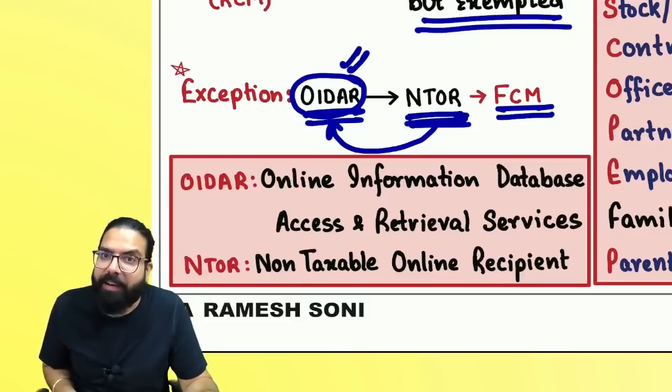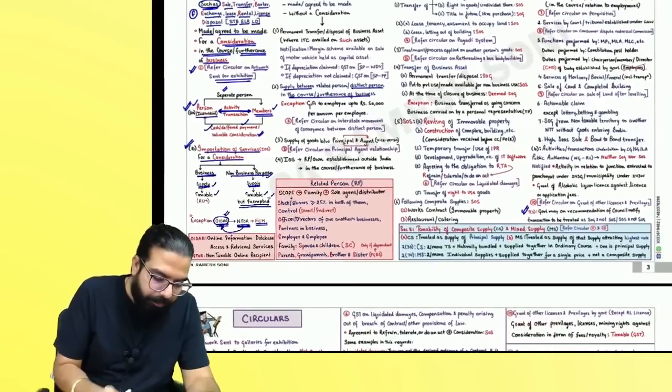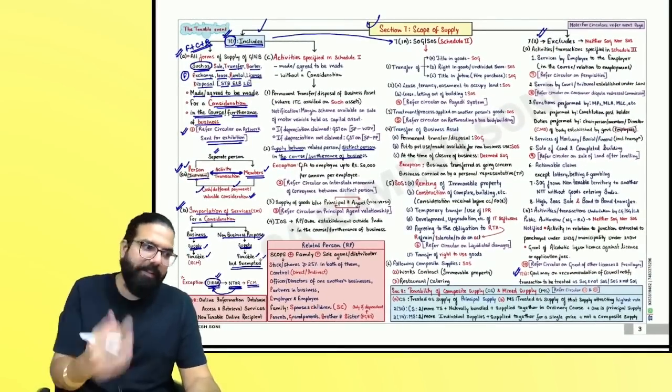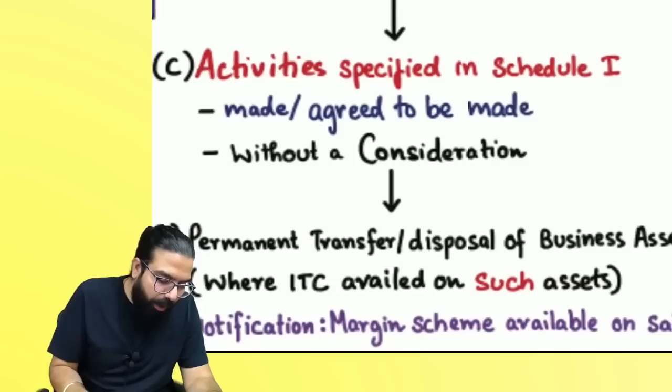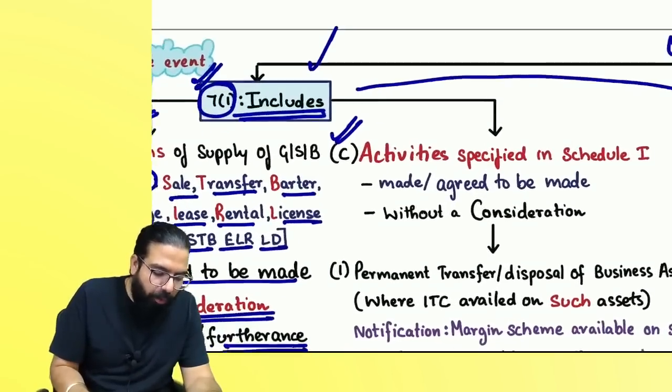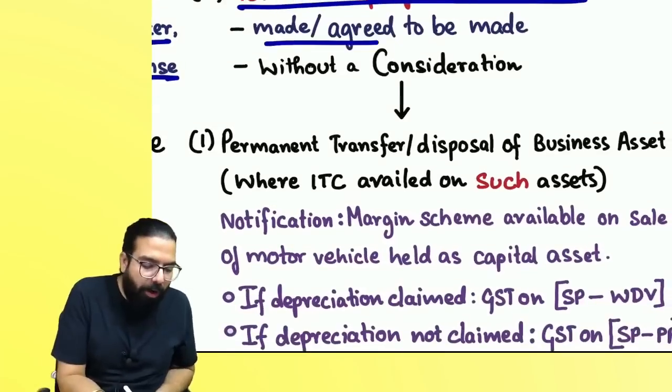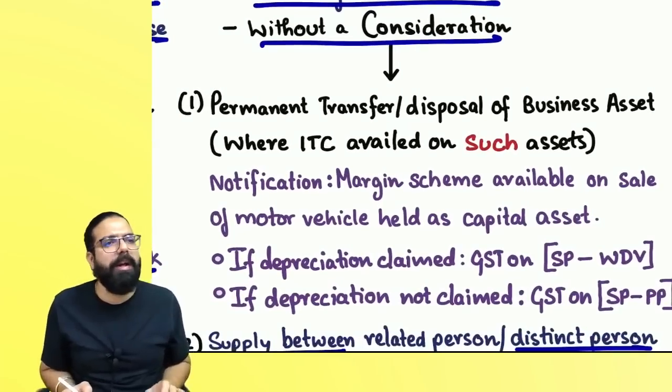And if the registration is compulsory registration, Section 24 says registration is compulsory. You will collect the GST and pay to the government. The next one over here, Section 7(1)(c) goes ahead and says those activities which are told in Schedule 1 made or agreed to be made without consideration also will be considered as supply.